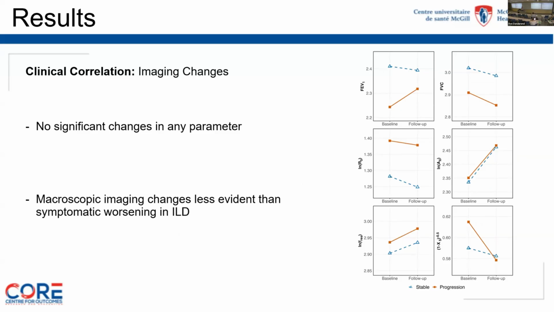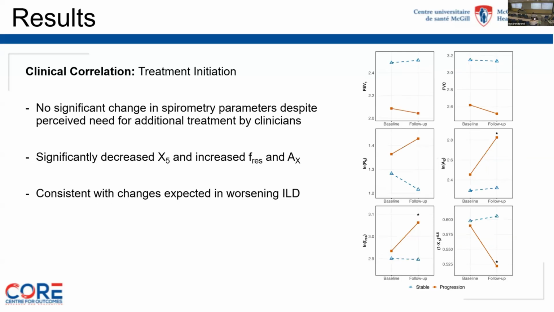Now, perhaps most interesting for us, we also stratified patients according to treatment initiation by the treating physician. What we saw here is that there was no significant change in spirometry parameters despite a perceived clinical need for additional treatment by the treating physician. So the person that knows this patient's disease best felt there was a need to add extra treatment, but that was not necessarily shown on spirometry.